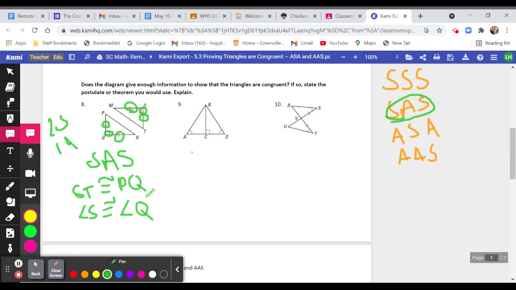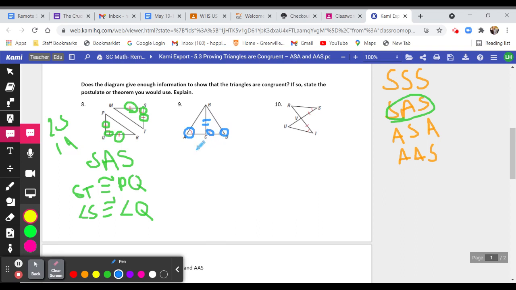Looking at number 9, I'll switch to blue here. Number 9, I see an angle over on this triangle. I see an angle and an angle here. And one thing to keep in mind too is if a triangle shares a side, you can mark it as congruent because obviously if it shares a side, it's congruent to itself, it's the same thing. So I have an angle, angle, side.